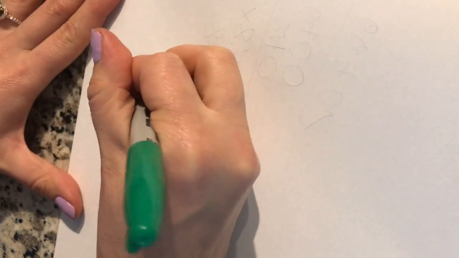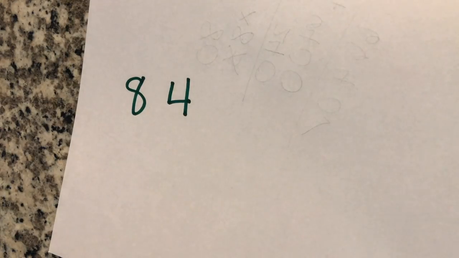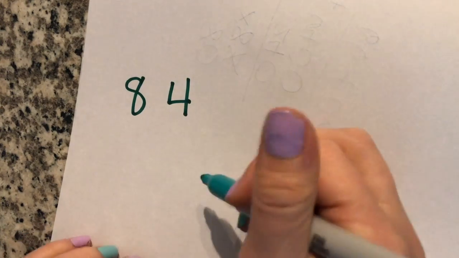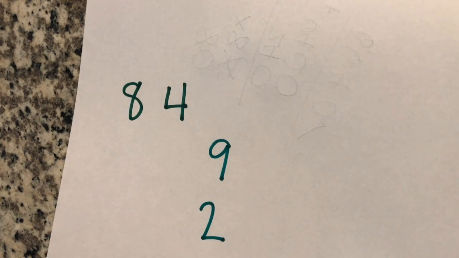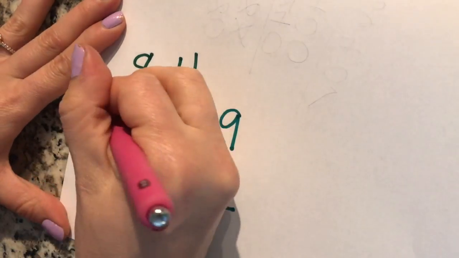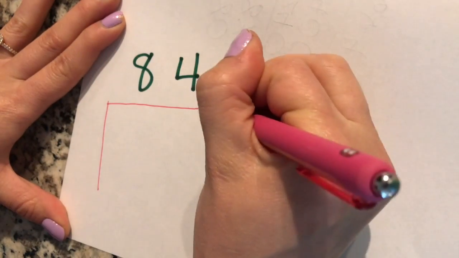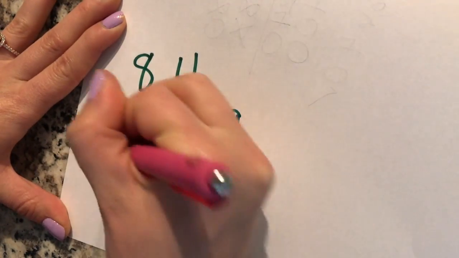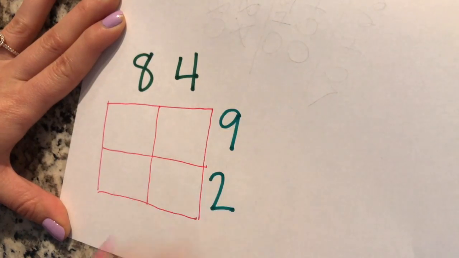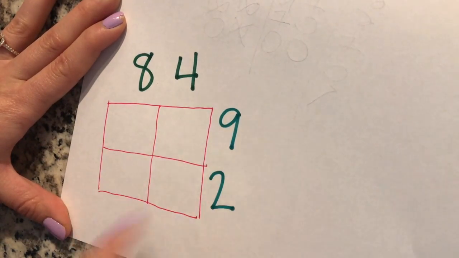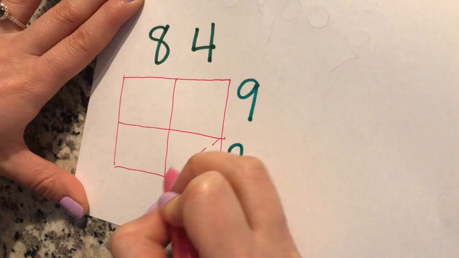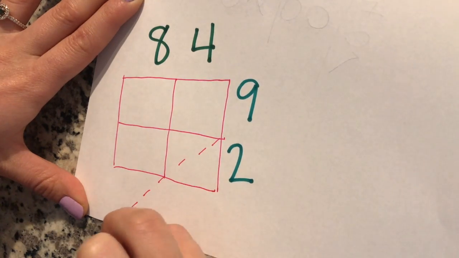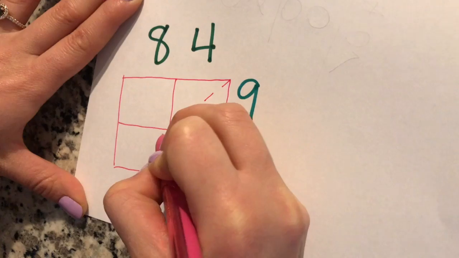So if we take 84 and we multiply it by 92. So we still are going to write out our numbers the exact same. We're still going to make our box where we have room for the tens and the ones for both numbers. So if I have 4 numbers, I should have 4 boxes. Then I got to break it up so each box has space for ones and tens.